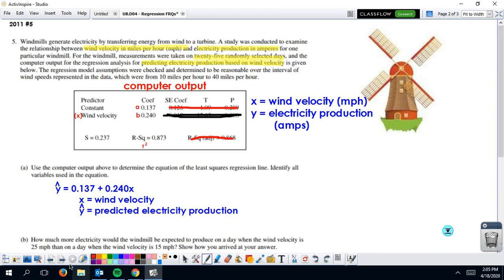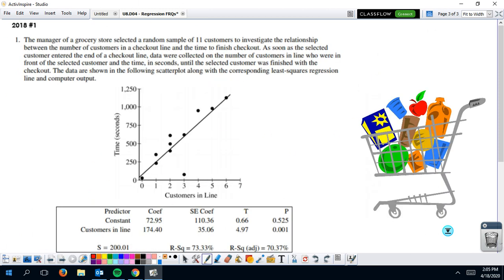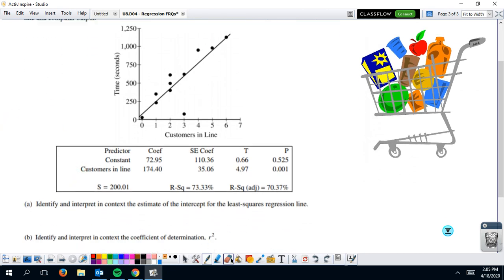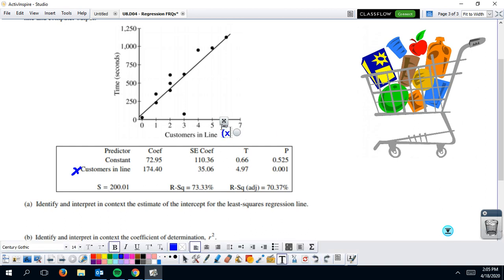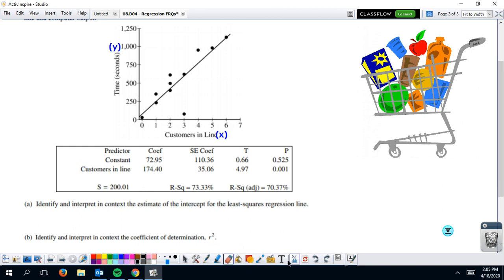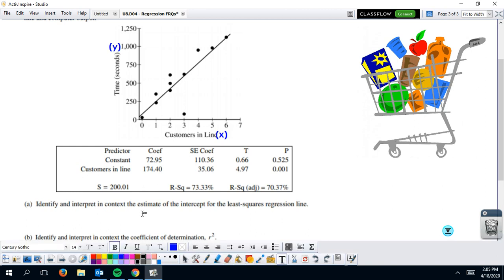I'm just going to show you one more to show you the computer output and how easy it is. So here we have blah, blah, blah. It doesn't matter what all this says. Well, it does, but most importantly we know X is right there: customers in line. You can also see that from the scatter plot. That's the X-axis. And then we have the Y-axis. Okay, let's do X, and then obviously the time is your Y. That's easy to see from the scatter plot. And also don't forget that this computer output shows us X and Y. And so A, identify and interpret in context this intercept.